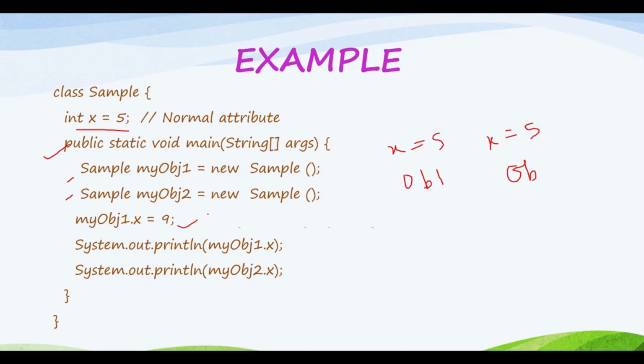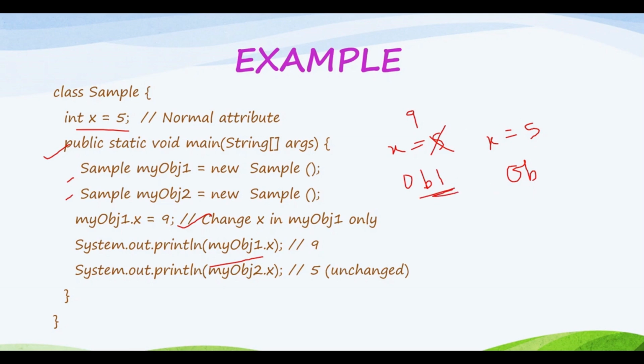Now I am changing the object 1 data member from 5 to 9. The change will be only upon object 1. If I print it on the screen, object 1 will have 9, and object 2 will have 5, unchanged. Why? Because it uses individual memory. It's a normal program. But if I use a static keyword beside this variable, we'll see what will happen.